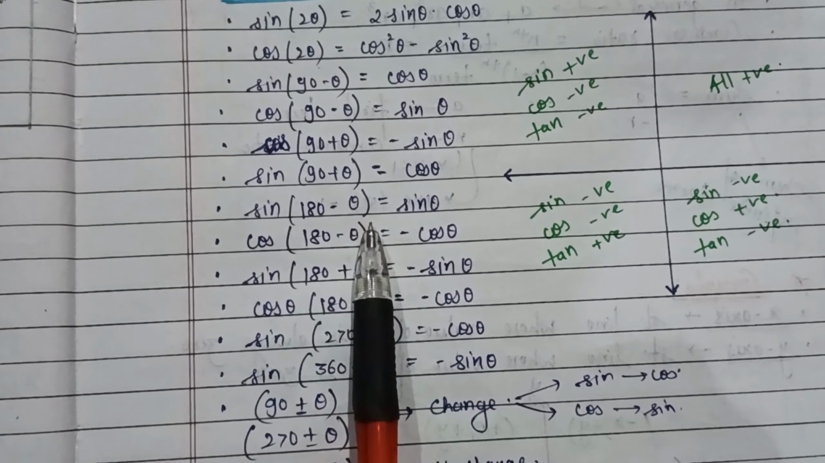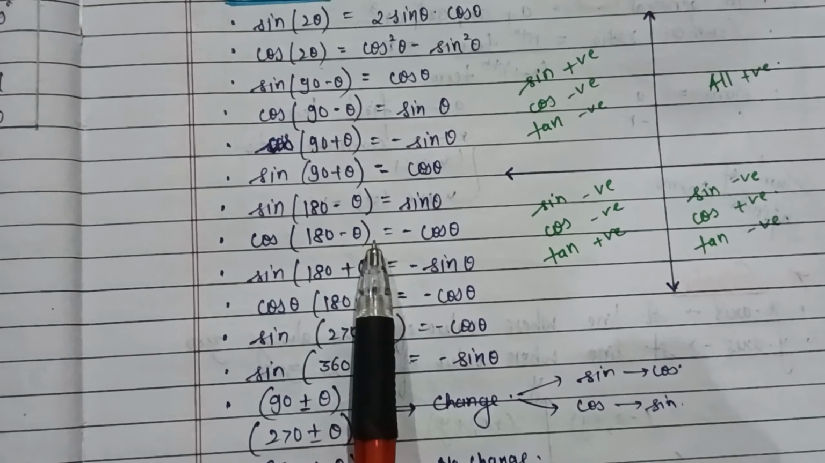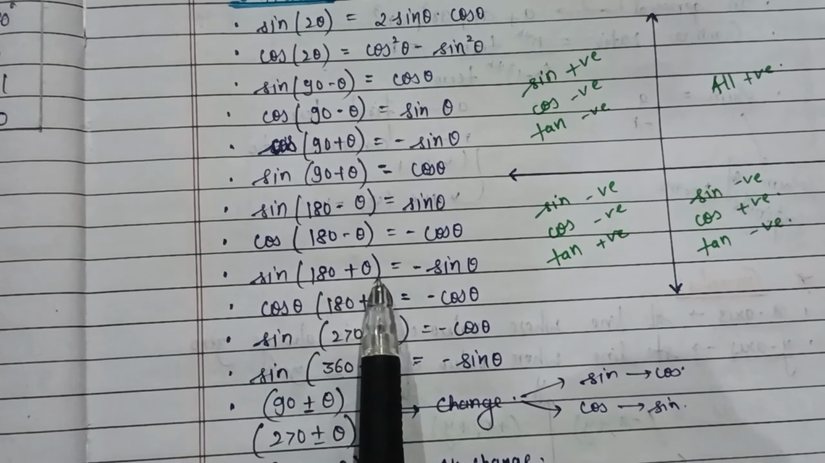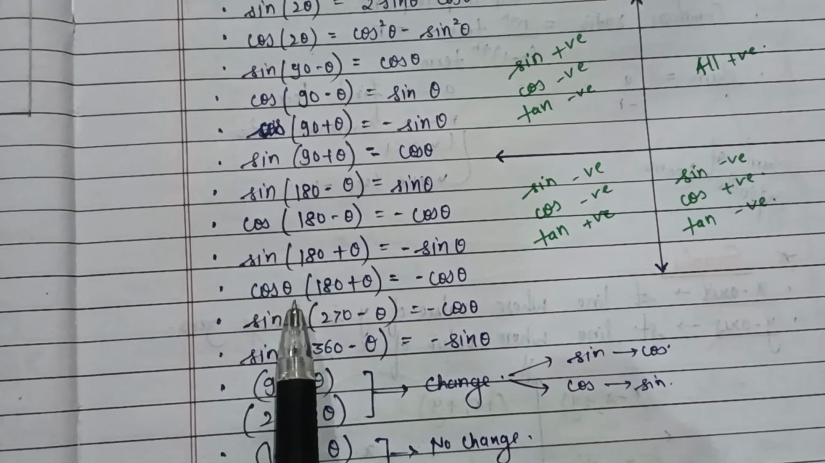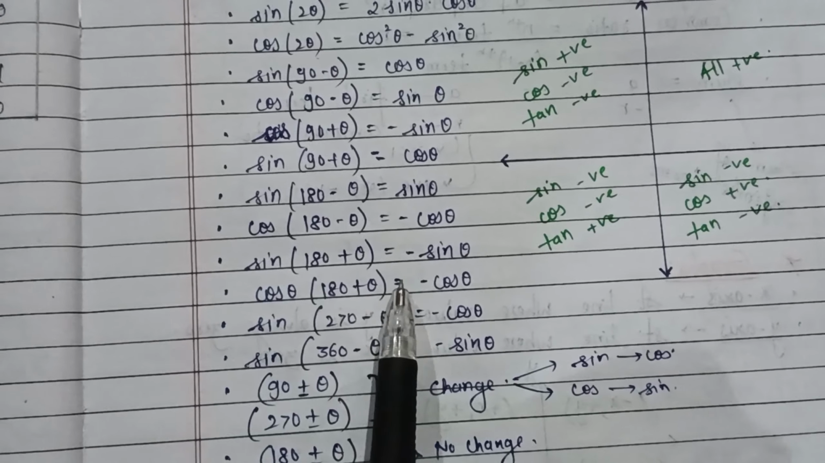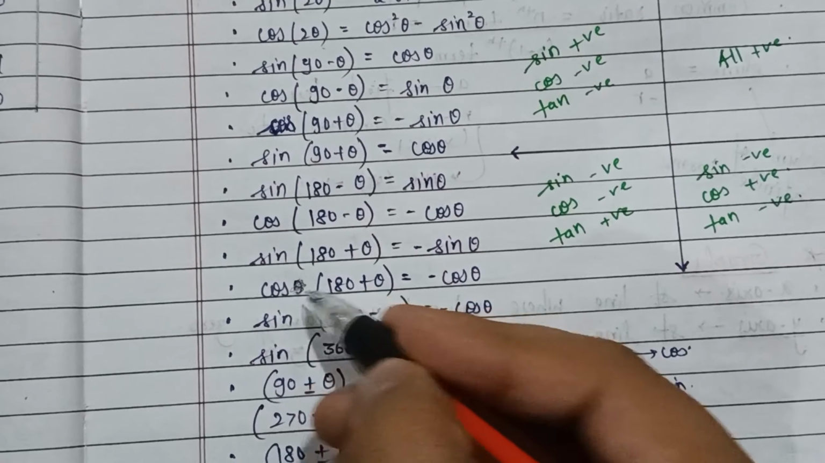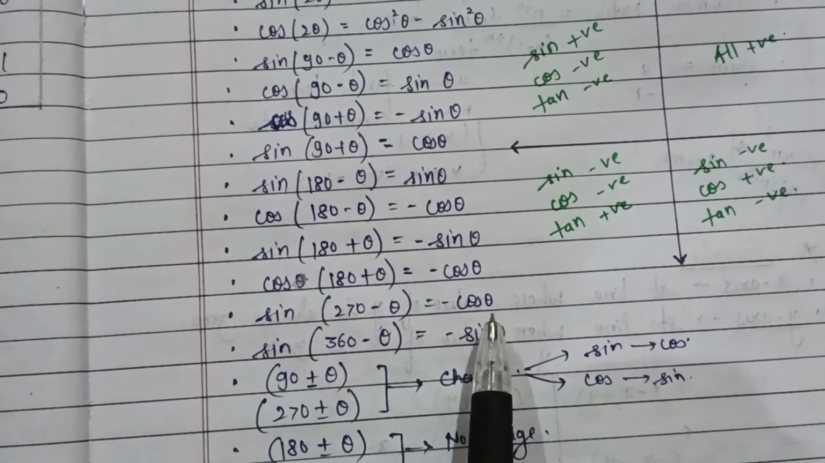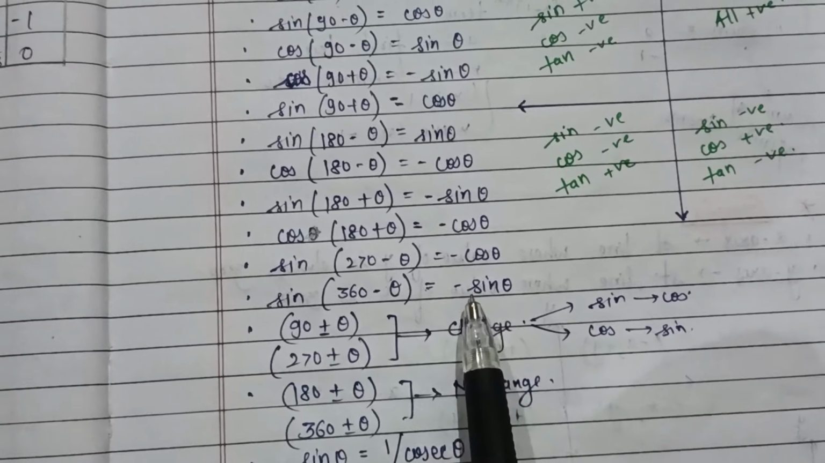Sine of 180 minus theta is equal to sin theta. Cos of 180 minus theta is equal to minus cos theta. Sine of 180 plus theta is equal to minus sin theta. Cos of 180 plus theta is equal to minus cos theta. Sine of 270 minus theta is equal to minus cos theta. And sine of 360 minus theta is equal to minus sin theta.